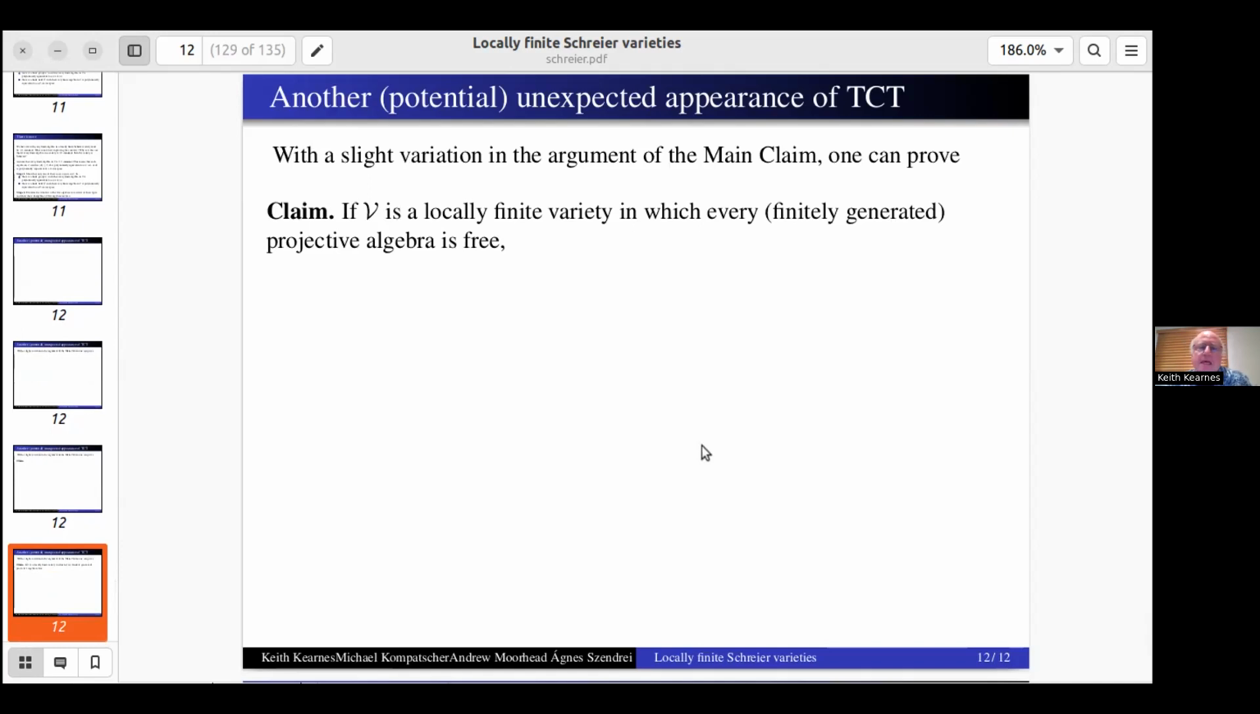Okay. When is it true that projective algebras are free? There's a whole other community talking about this problem. What can you say about a variety if all of the projective algebras are free?